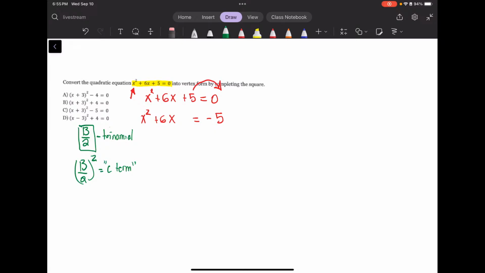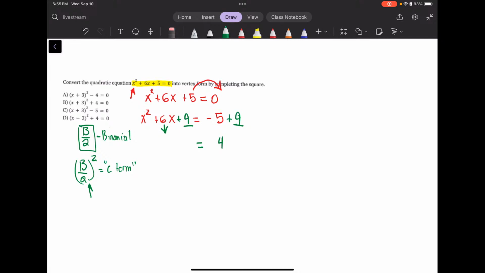Now, I'm going to put this little quick note right here. Instead of trinomial, let's put binomial. Anytime that you want to figure out the C term, you're going to go to the second expression. So we take half of the B term. B is 6. So 6 divided by 2 is 3. 3 squared is 9. So this is how you find the C term, and we have to balance the equation by adding it on both sides.